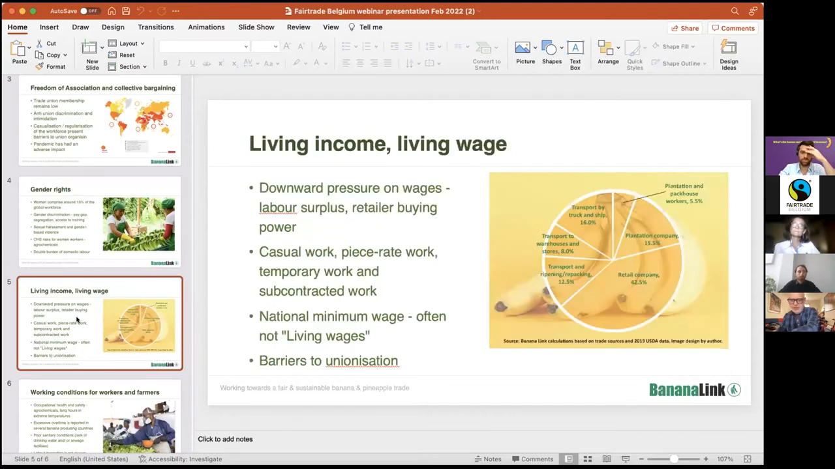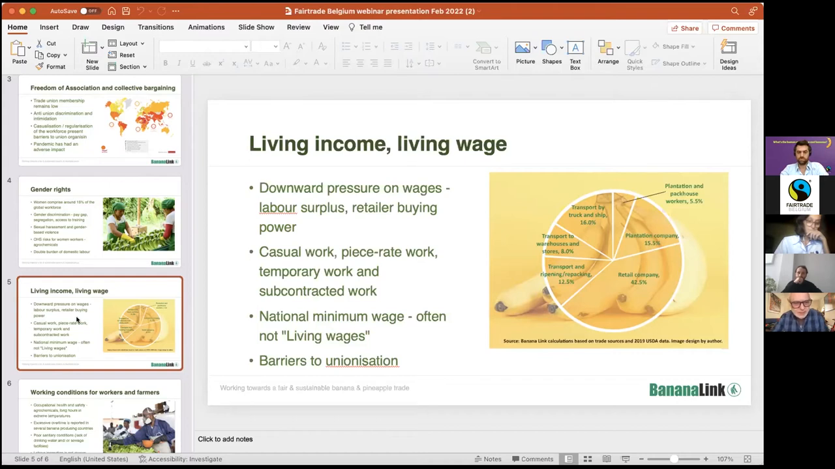I'll then just move on to living income, living wages, on the basis that a living income or a living wage is a human right. As Marijke has set out in her presentation, the biggest driver of human rights abuses in the export banana trade is the downward pressure on prices and subsequent downward pressure on wages. You can see from the diagram on the slide that workers are receiving on average only around 5% of the value of every banana sold, whereas the retailers are getting over 45%.